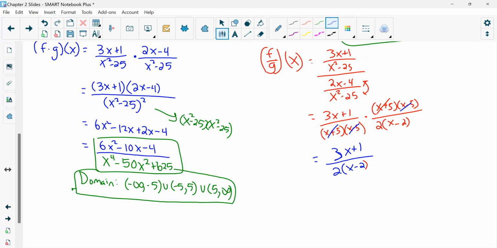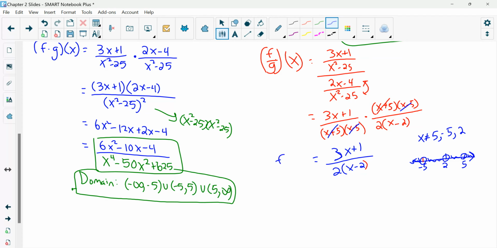And again, we'd have the same domain restrictions, negative 5 and 5, but now since this x minus 2 is also on the denominator, we have an additional restriction. So now it's 5, negative 5, and also positive 2, because 2 minus 2 is 0. So that changes up our number line a little bit. We'd have negative 5, 2, 5, open dots on all of those, and shading in between everything.